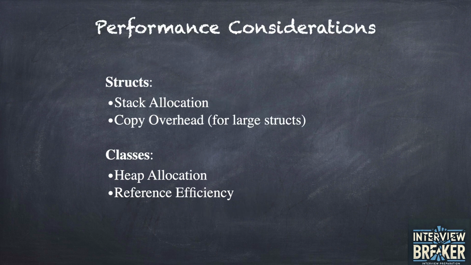Performance matters. Small structs are allocated on the stack, which is faster, but copying large structs can be expensive. Classes. Instances are stored on the heap, which can be slower due to allocation and deallocation overhead. However, passing references avoids copying large amounts of data.